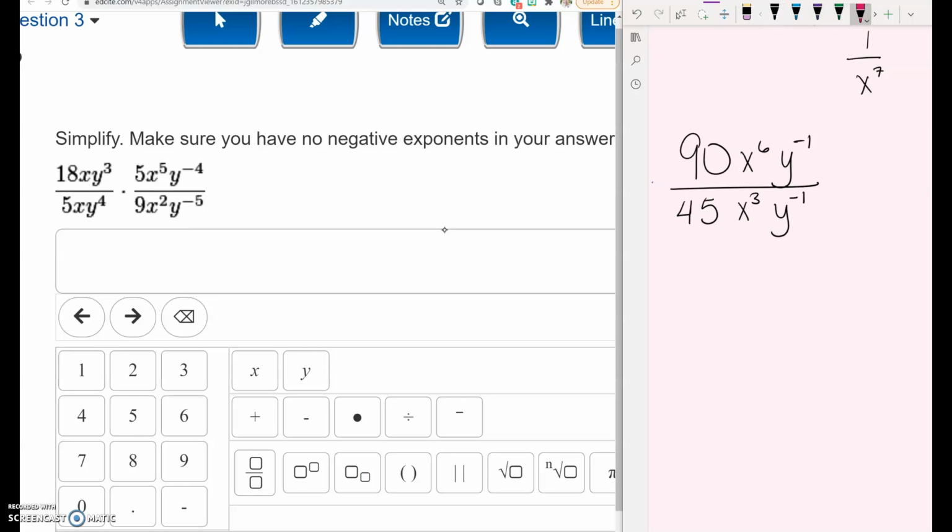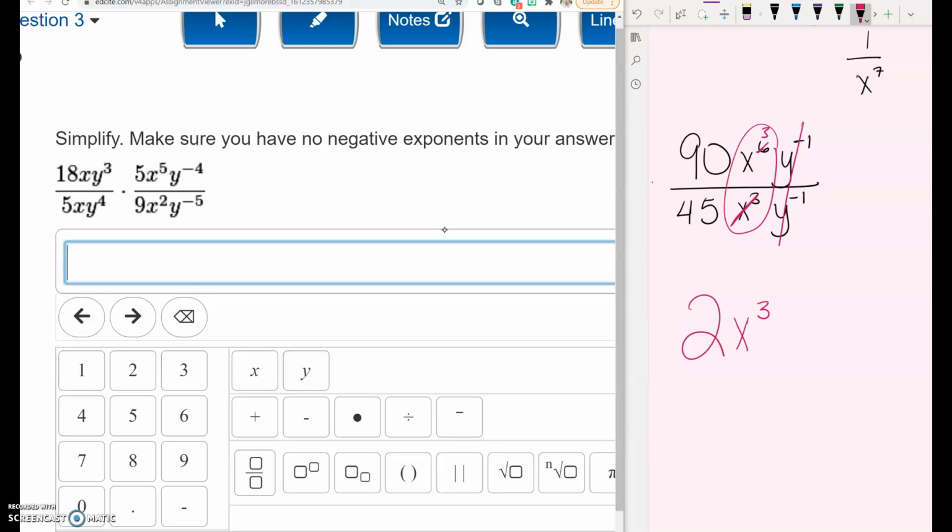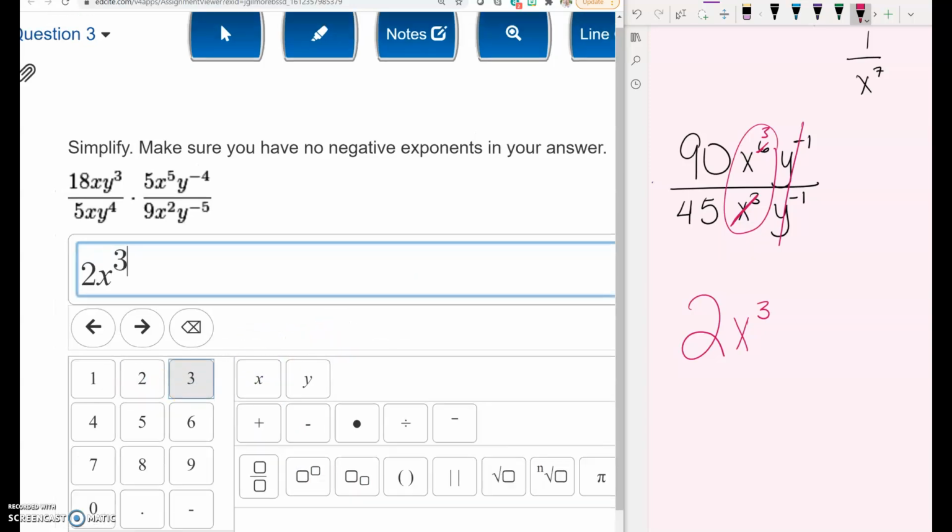Then we start simplifying. First of all, y to the negative 1 and y to the negative 1 are going to cancel each other out. 90 divided by 45 is 2. X to the 6th over x to the 3rd, we'd subtract those exponents and get x to the 3rd. Or you could think of it as these 3 cancel out 3 of the 6, leaving you with 3 left over. So our final answer here is 2 x raised to the 3rd.